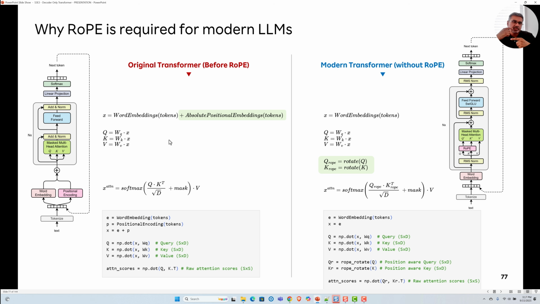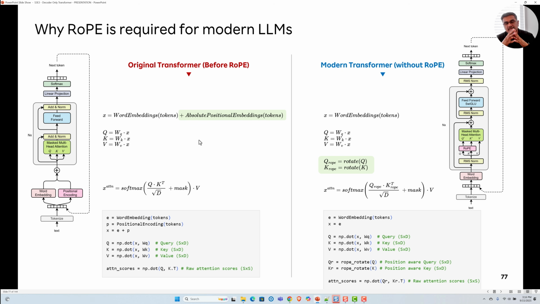Let's say you keep on asking a lot of follow-up questions, which is a very common thing that we do with the modern-day ChatGPT. So you would see that your context length will start increasing from hundreds to thousands to 10,000s. Right now, GPT-4 has a 128,000 context length. So you can pack it with a lot of context.